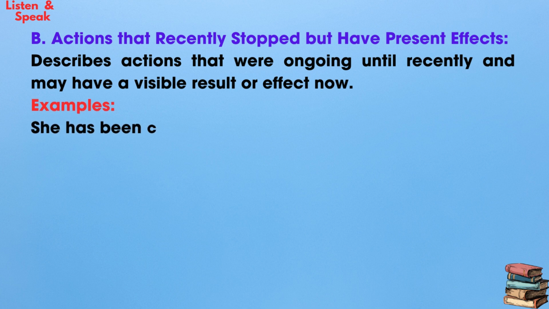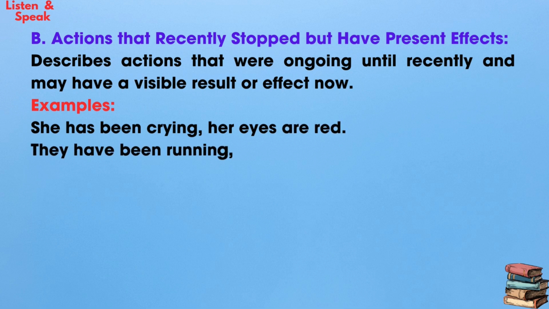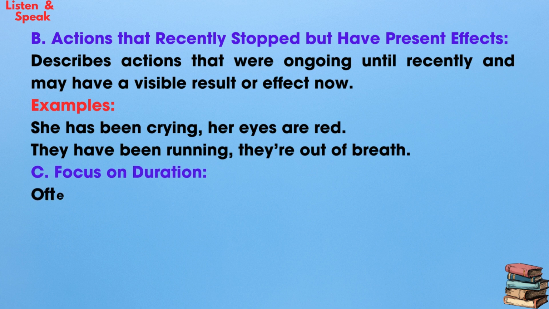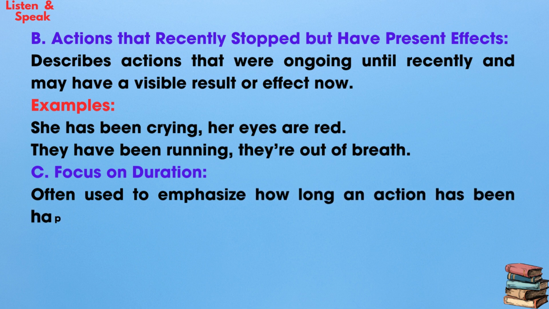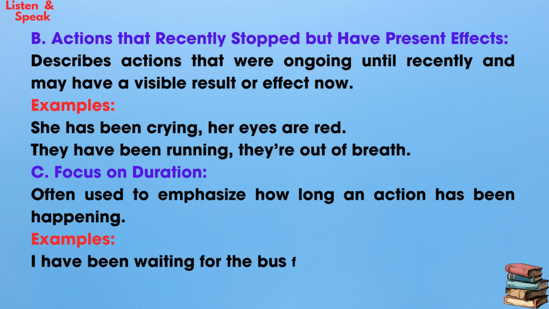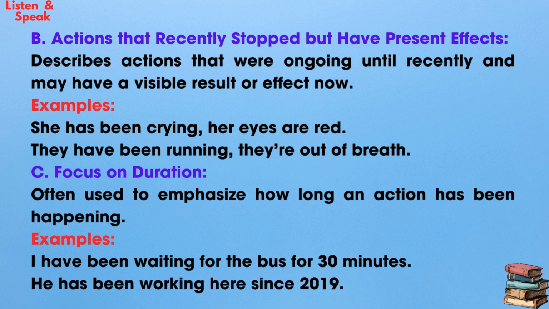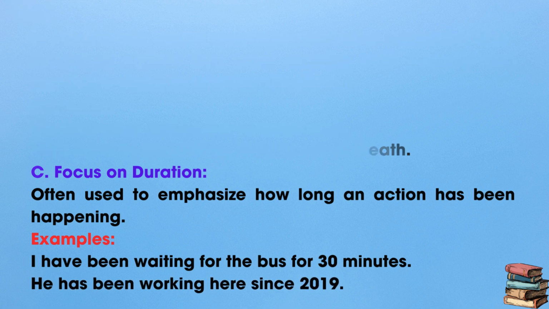Examples: She has been crying, her eyes are red. They have been running, they're out of breath. C. Focus on duration, often used to emphasize how long an action has been happening. Examples: I have been waiting for the bus for 30 minutes. He has been working here since 2019.